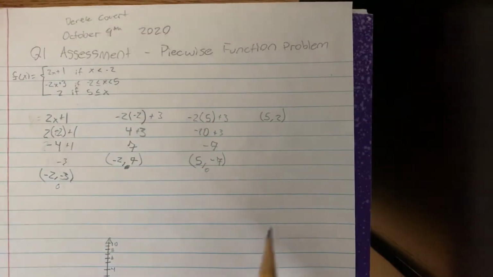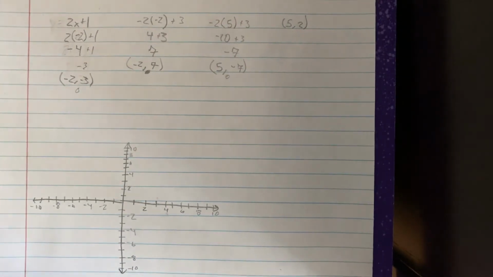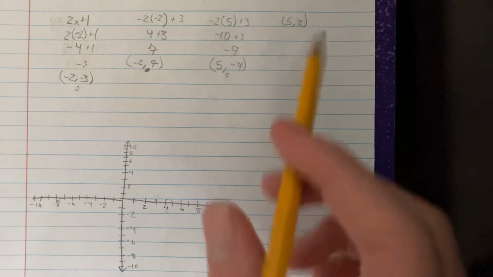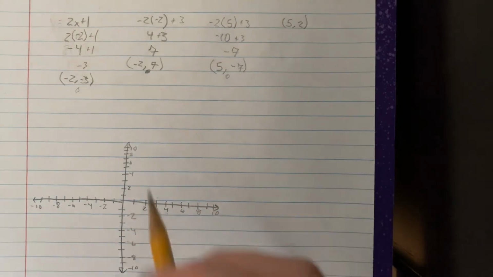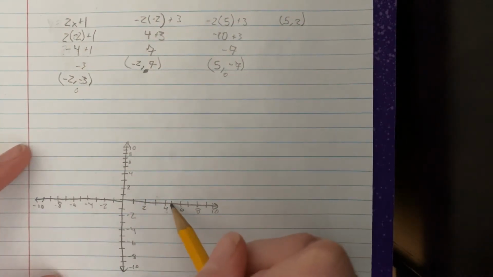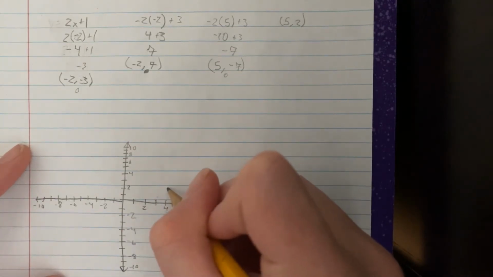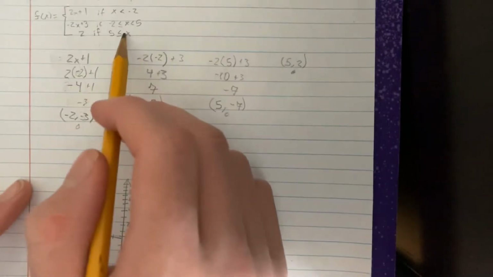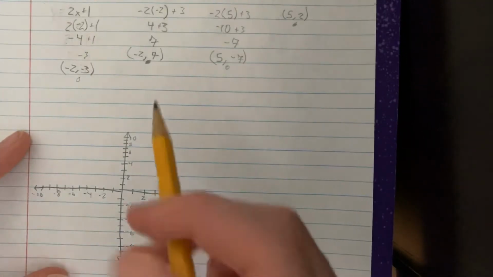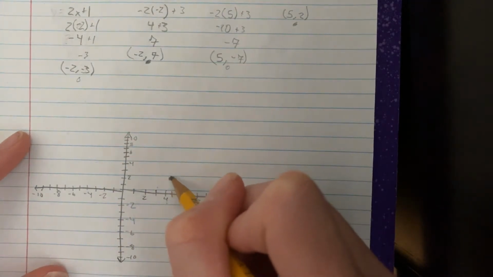Since that's the final point, now I can go over here and graph it. I'm going to do this one first because it seems very easy. So we go over 5, 2. This one is a closed circle. Closed circle on 5, 2. So I'll do that.